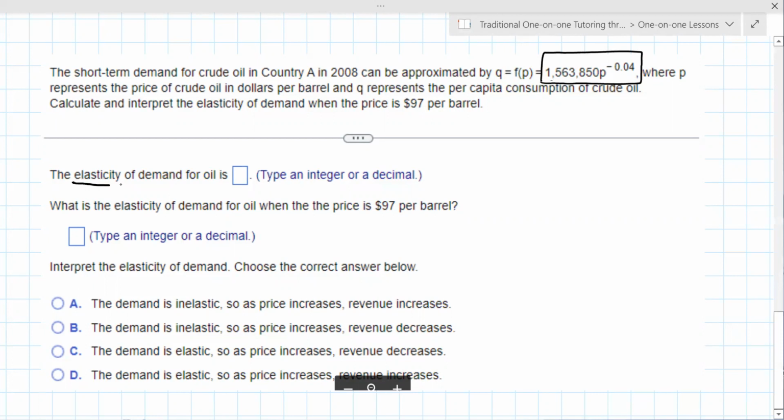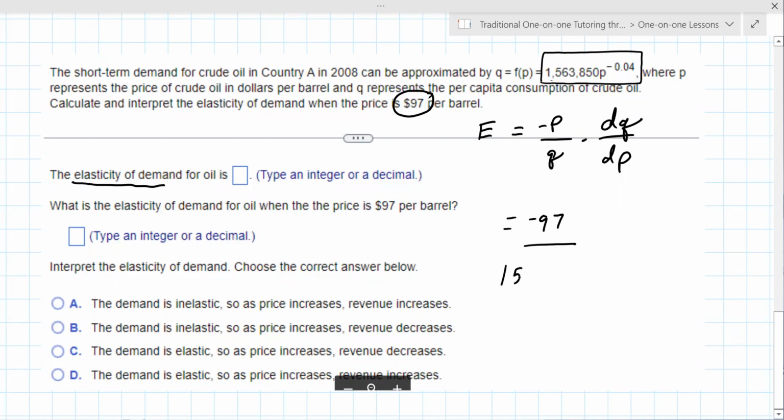So your elasticity of demand formula, sometimes you use uppercase E or lowercase e. I've never really gotten enough clarity on that, but it's this formula right here: minus P over Q times dQ/dP. So this time they give you the P. They tell you P is 97. So that's minus 97 over your Q, which is taking this 97 and plugging it in for P in the f of P equation up here. So it's kind of messy.